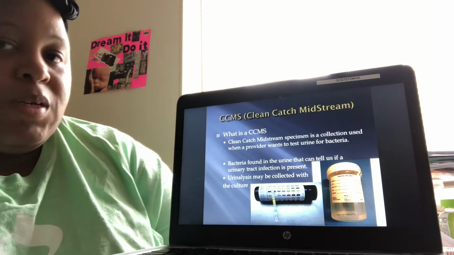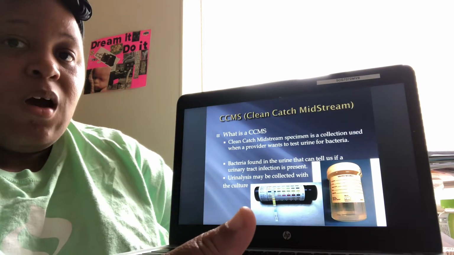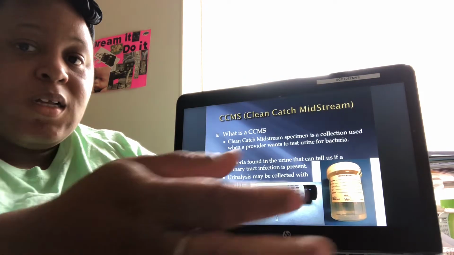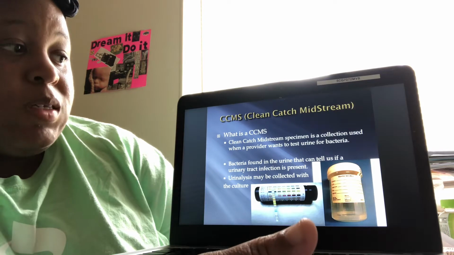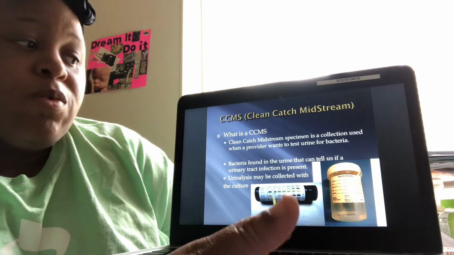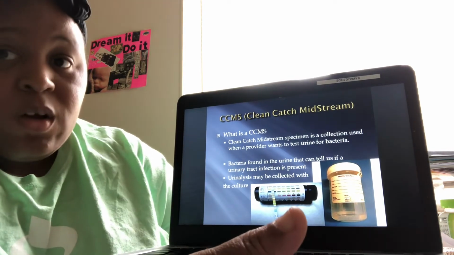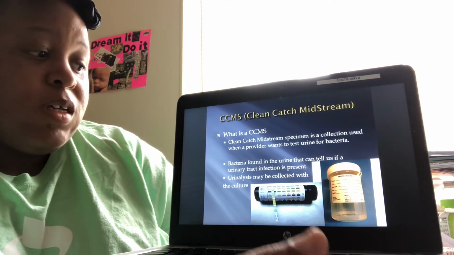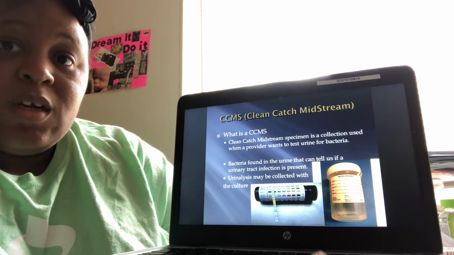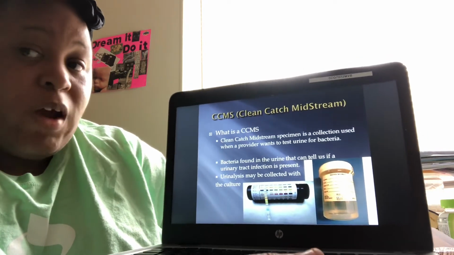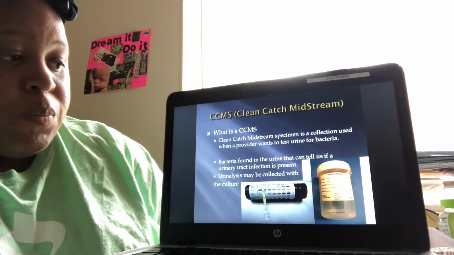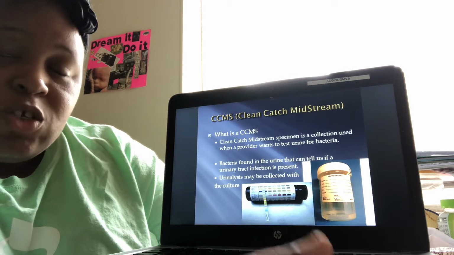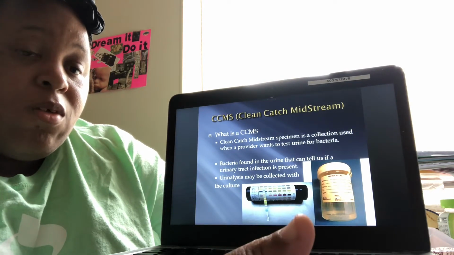First specimen would be a clean catch midstream urine. What is that? A clean catch midstream specimen is a collection used when a provider wants to test the urine for bacteria. Bacteria found in the urine can tell us whether or not a person has some type of urinary tract infection.